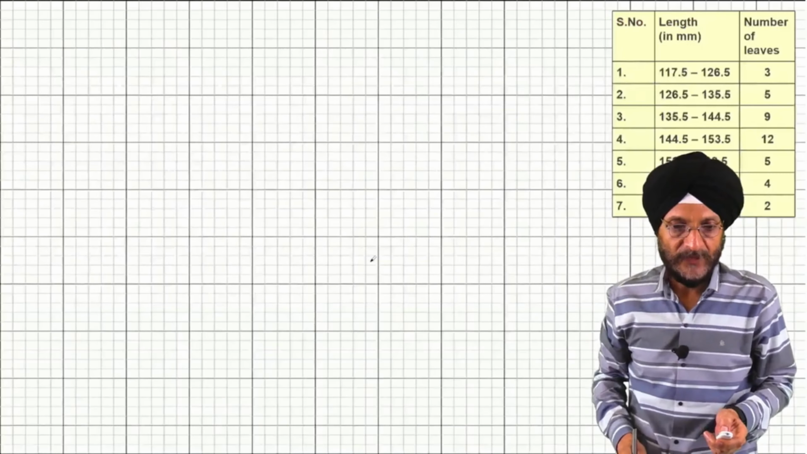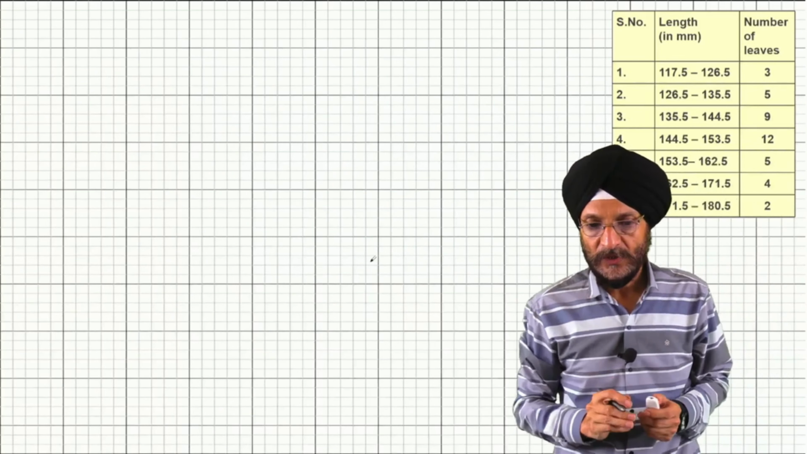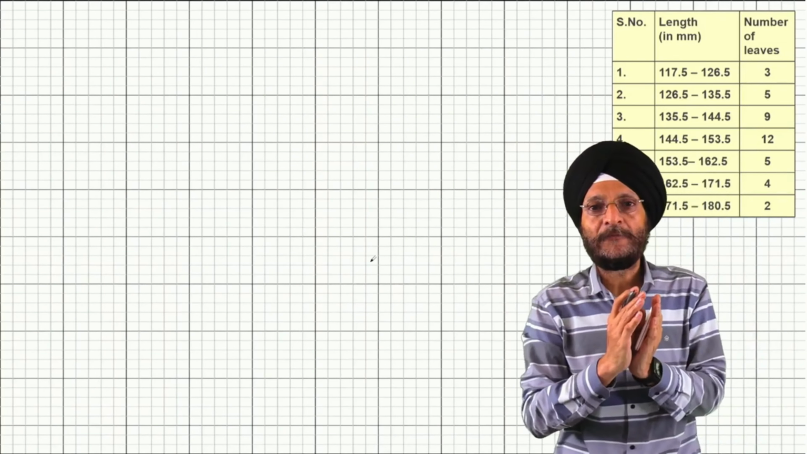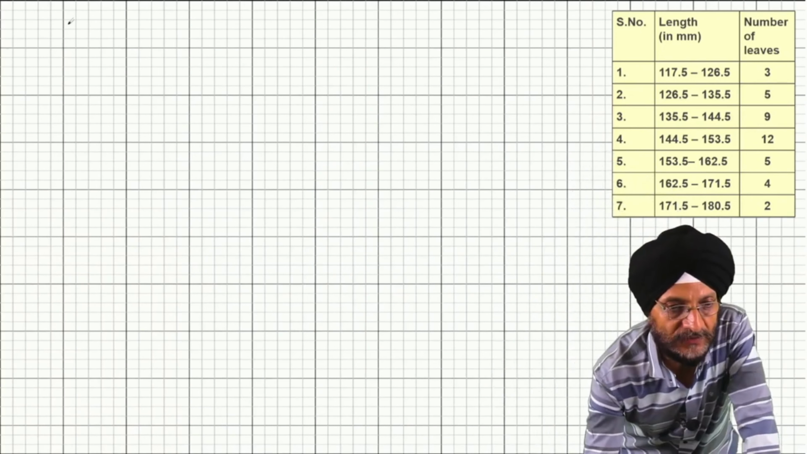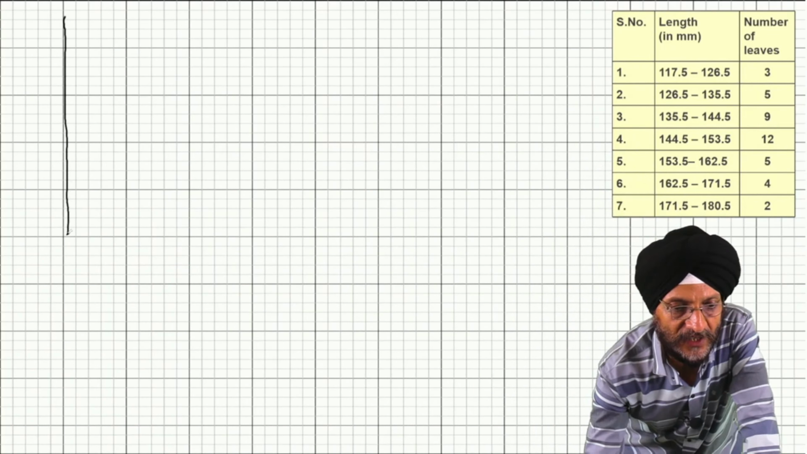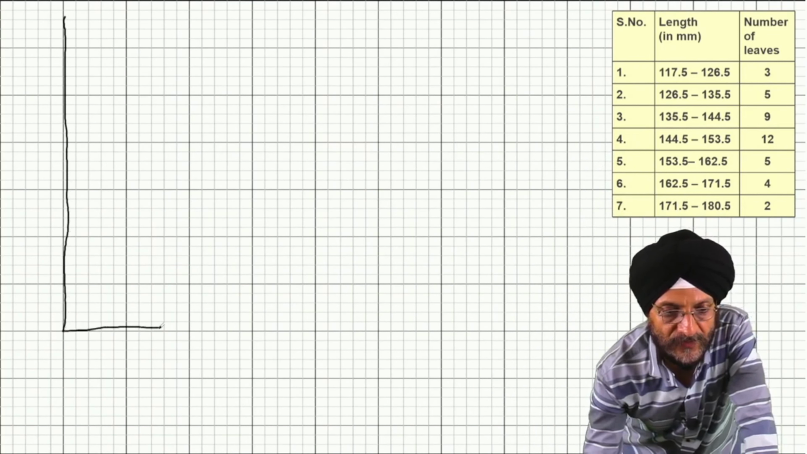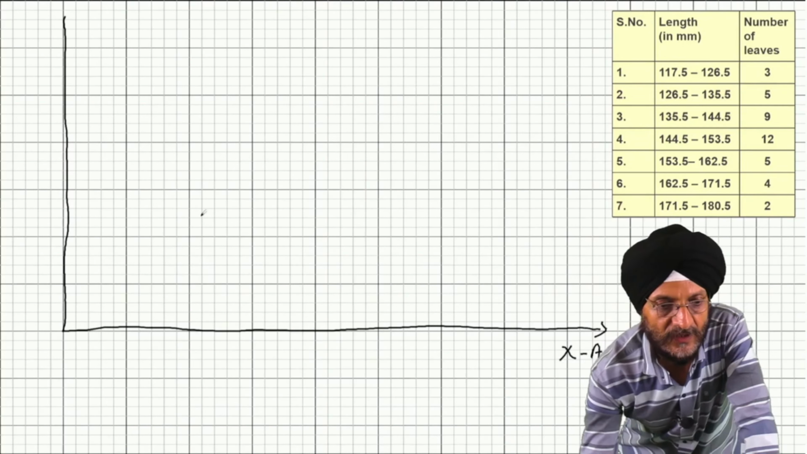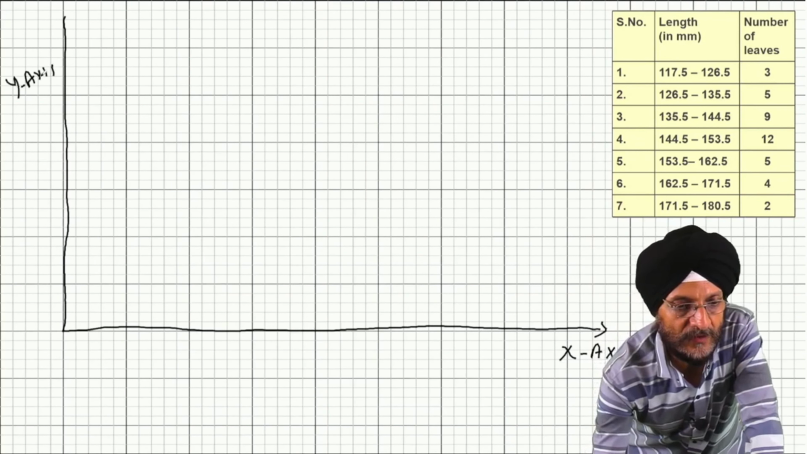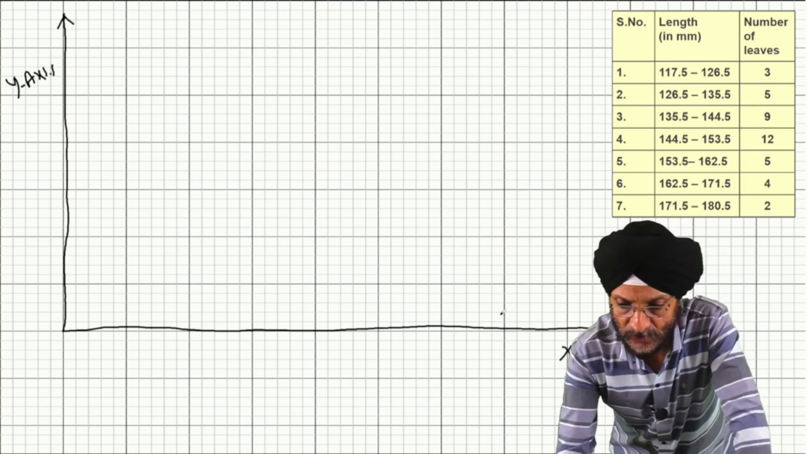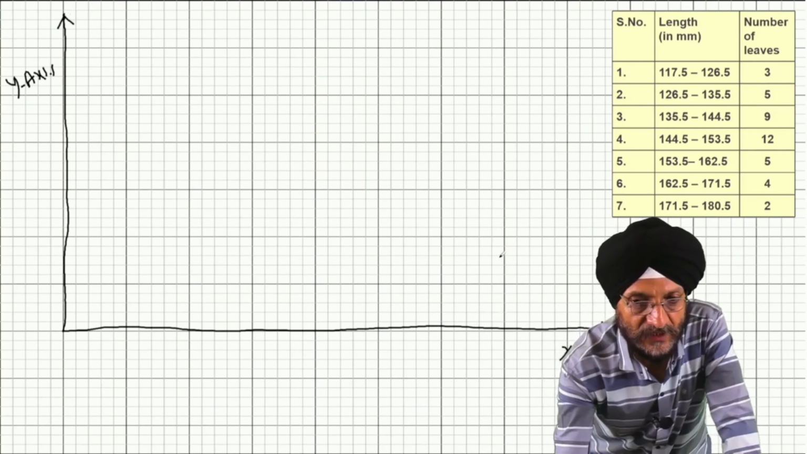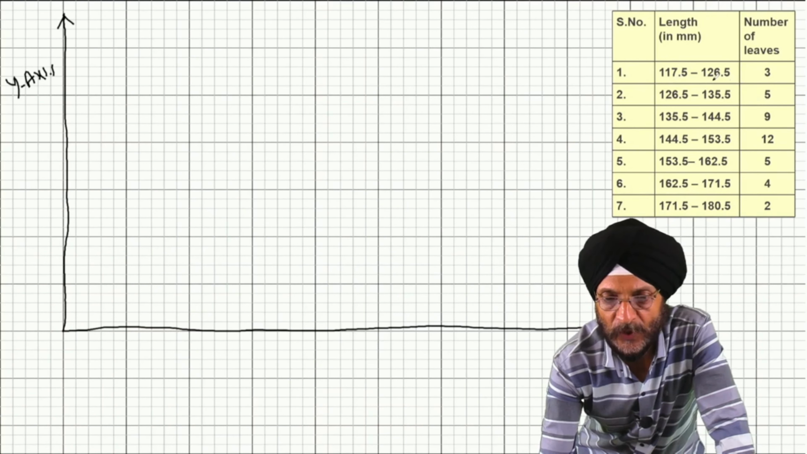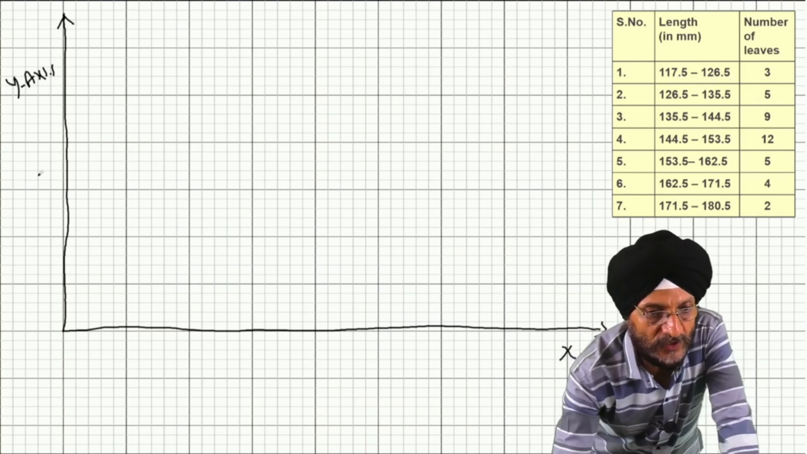Now we come to the next point. Now we are to form the histogram. How will we form the histogram? As we have said, we are to represent the data in the form of bar graphs, and the bars are not to be separated but adjacent to each other. This is the x-axis, this is the y-axis. Now you can see that we can take length below, and the number of leaves are to be taken on this side.